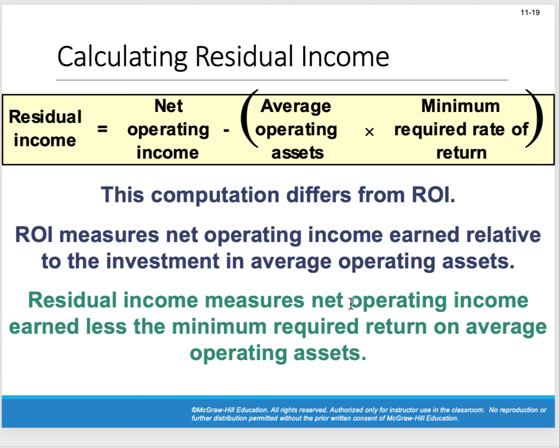What we do in residual income is we're measuring that net operating income that's earned less some minimum required rate of return, okay? So two different versions of measuring performance, right? One says, here's your return on investment based on your average assets. Residual income says, nope, we're going to measure that net operating income that we earn less some minimum required return on average operating assets.